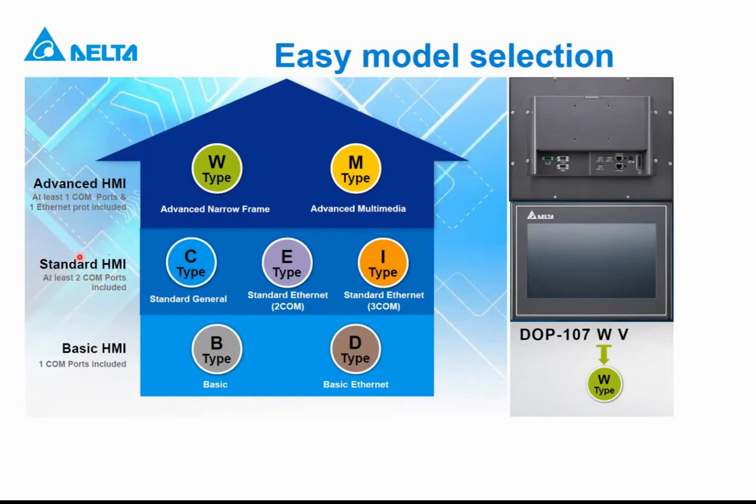the next level, standard HMI. So this standard HMI, they have at least two communication ports, two serial communication ports. This C type just has two communication ports, and the E type has two serial communication ports plus an Ethernet port, and the I type has three COM ports plus Ethernet ports.